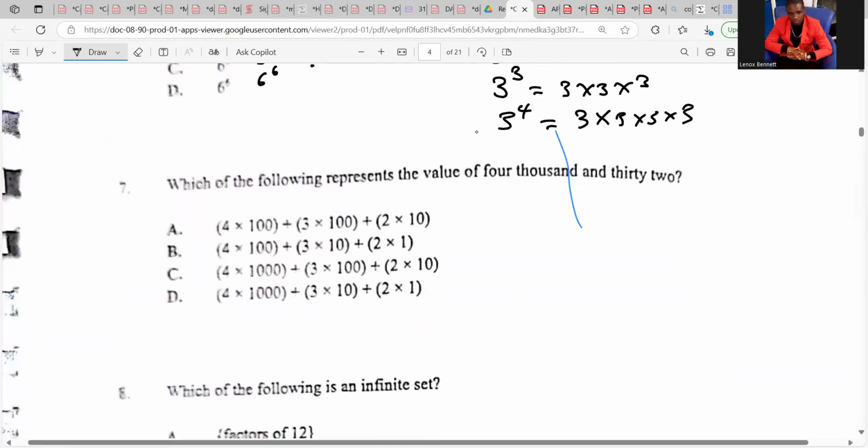All right, somebody did put a mark on the screen. So I said, which of the following represents the value of 4,032.